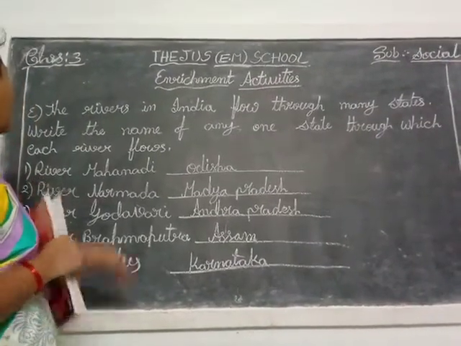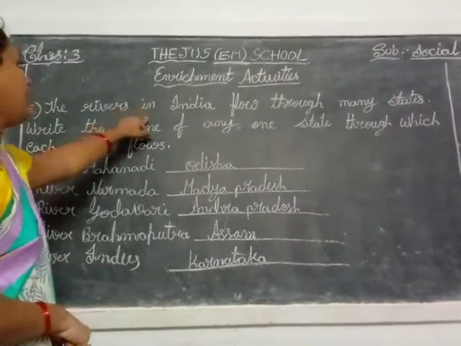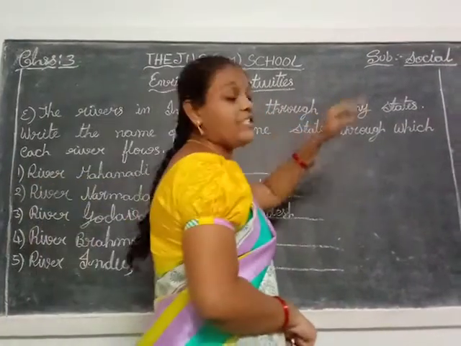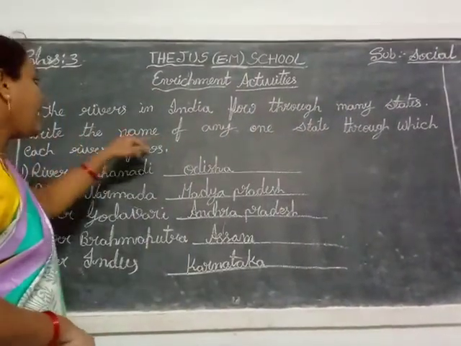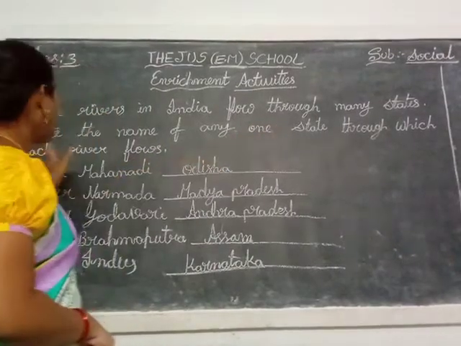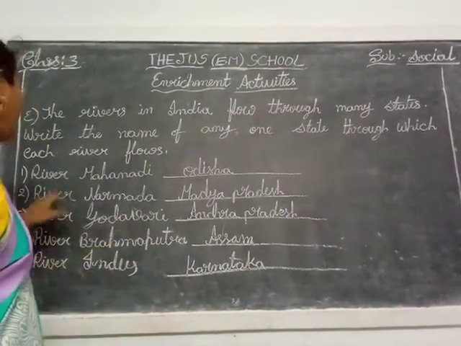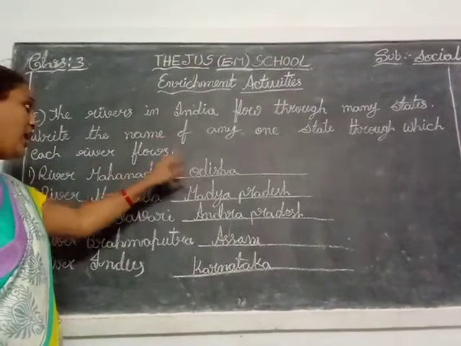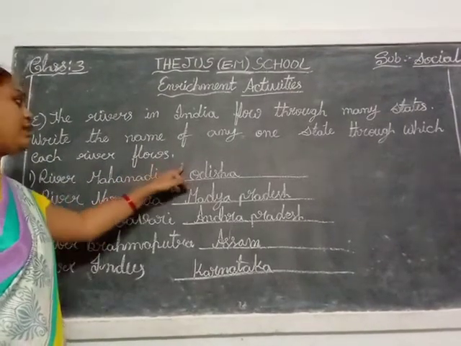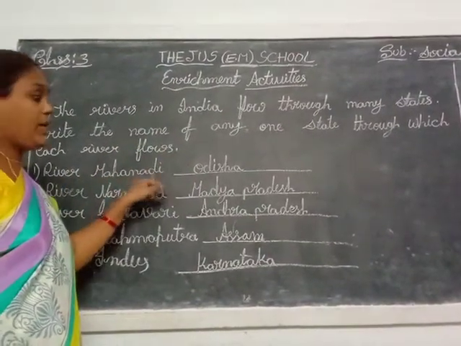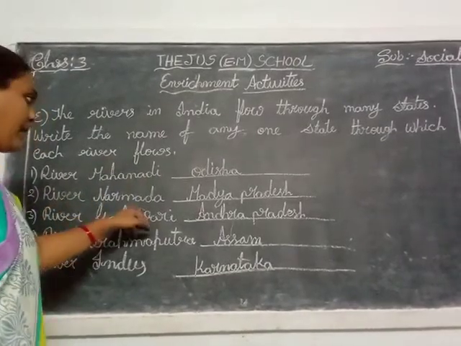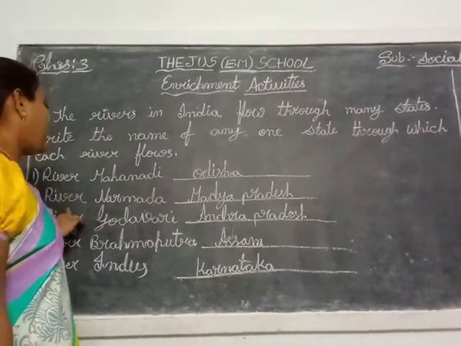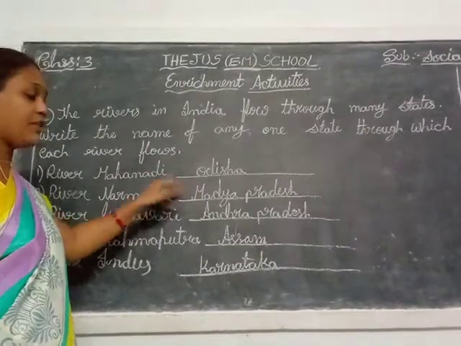Children, see next one. E. Roman, the rivers in India flow from many states. Okay? Write the name of any one state through which each river flows. See here, river Mahanadi, Odisha.